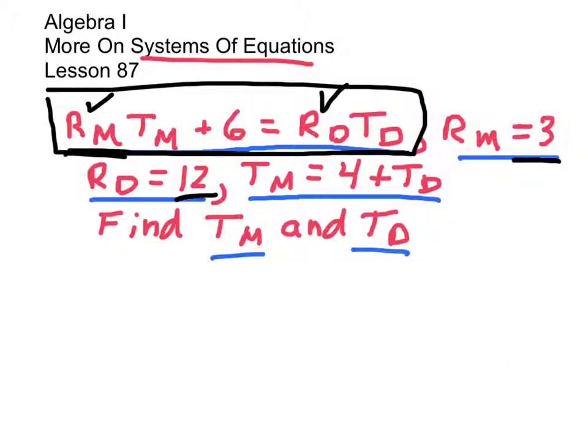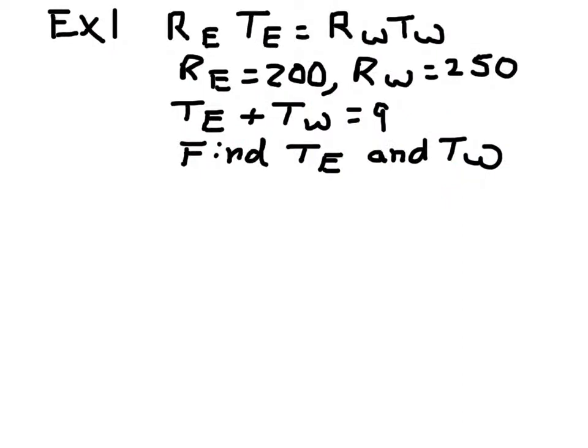And I kind of know what TM is. It's 4 plus TD. So in other words, in this main equation, I know 3 out of the 4 variables. And once we substituted those in, I was able to eventually solve for TD, and then everything else falls into place. Now we're going to go a little bit more in depth on systems of equations. Let's take a look at example 1.